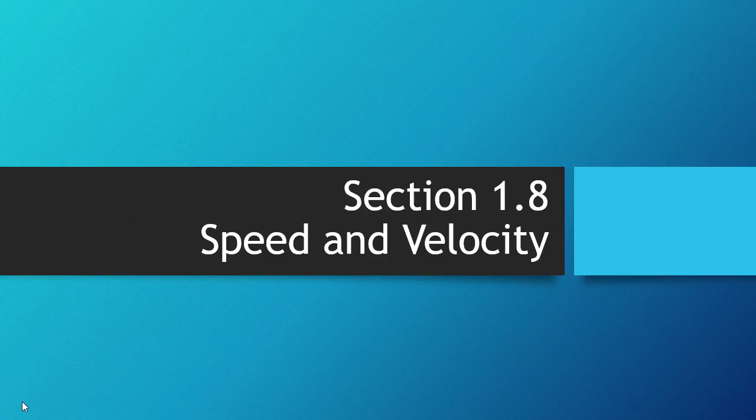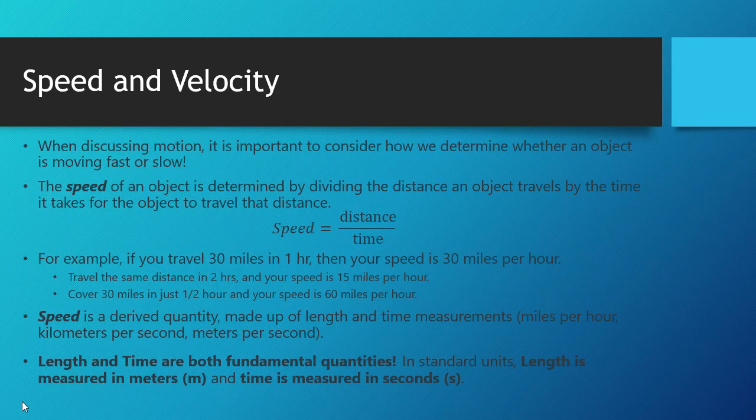Section 1.8, speed and velocity. When we're talking about objects in motion, we have to consider how an object moves, particularly how fast an object moves, how much distance that object can cover in a certain amount of time. What we call the speed of the object is determined by dividing just that.